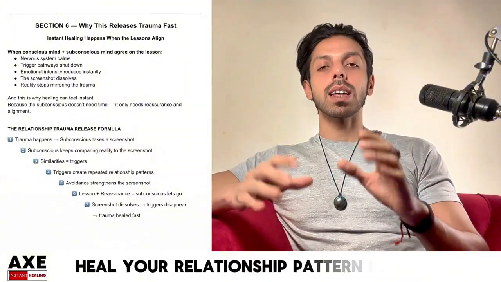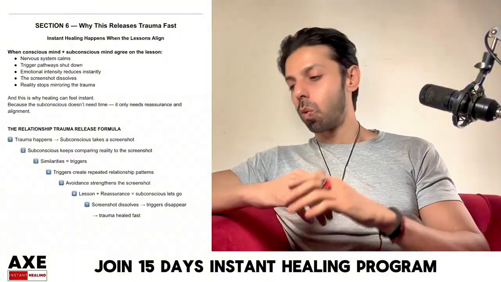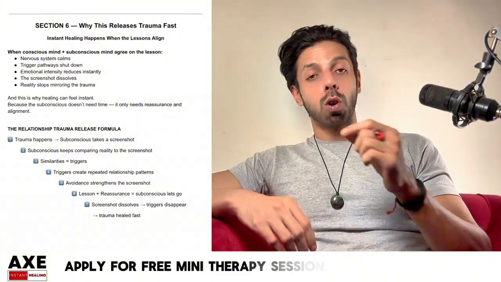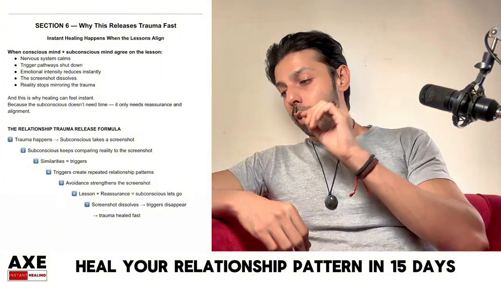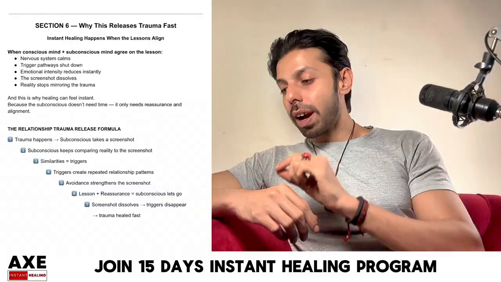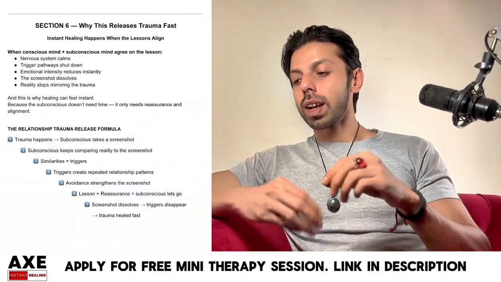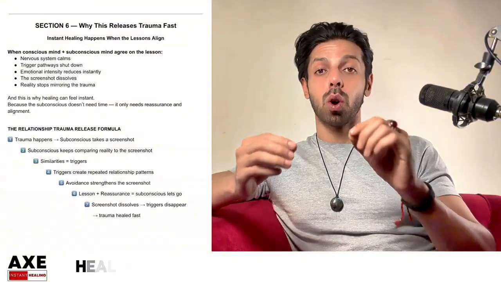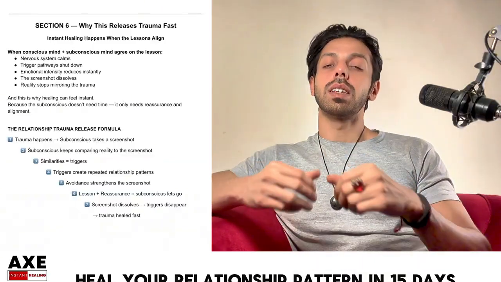Now, let me give you guys a summarized version of how relationship trauma works and how you can break it down. The relationship trauma release formula. How does this formula work? Trauma happens, subconscious takes a screenshot. Subconscious keeps comparing reality to that screenshot. Similarities equal triggers. Triggers create repeated relationship patterns, because that is the mirror neuron effect. Avoidance strengthens the screenshot, so never ever do that. Lessons plus reassurance equals subconscious lets go. Screenshot dissolves, triggers disappear, and trauma heals fast.